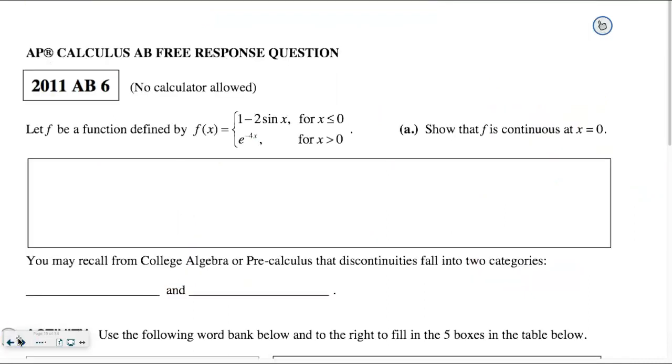So on the next page, we're going to launch right into an actual AP FRQ. It's from 2011. It was their last question. There's 6 parts, so it's part of the last question. I can't ask you the other parts because they involve other things you haven't learned yet, like integrals and derivatives. But there was a continuity question, just so you can see how you'll be tested on it on my test, because I try to mimic AP.